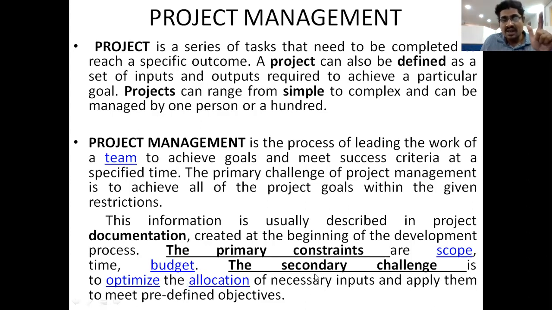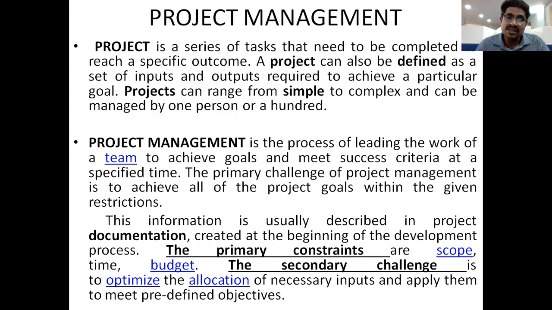So budget, and the next one is optimization. The next one is allocation of necessary inputs. These are the 9 activities that come under project management to meet our project goals, to reach the targets of the company, right? This is all about project management.